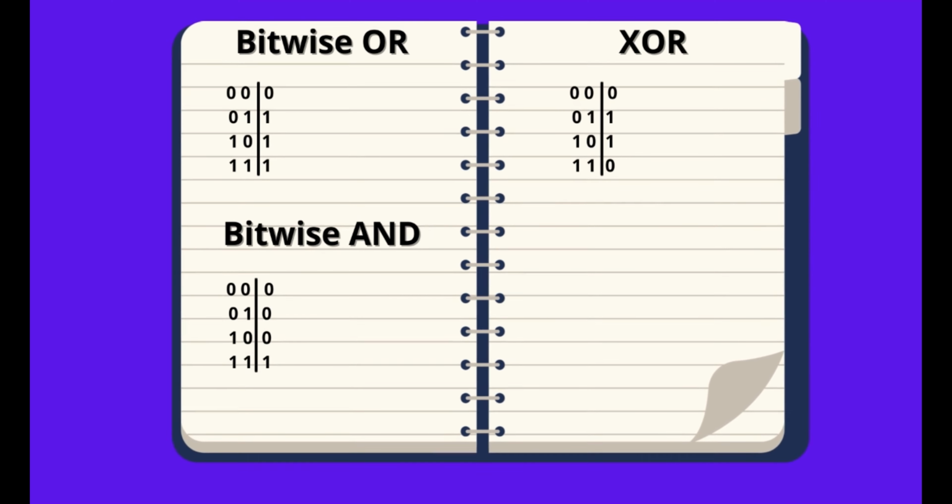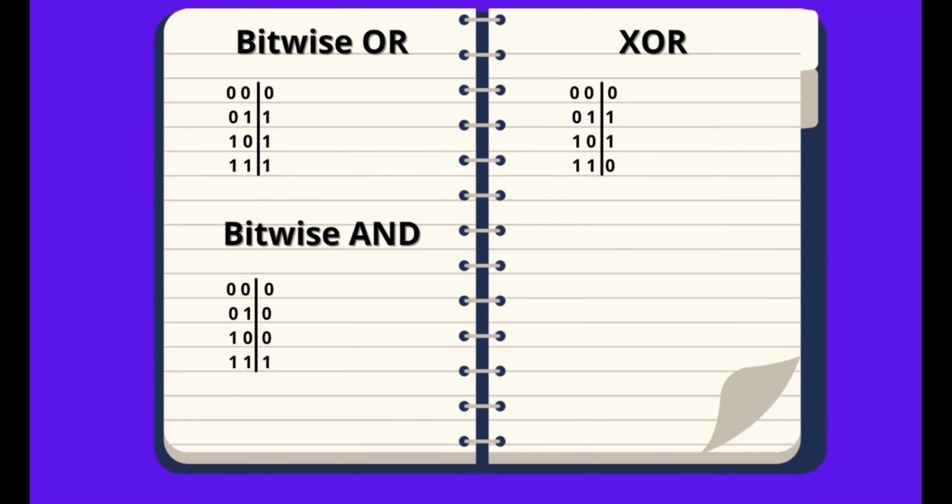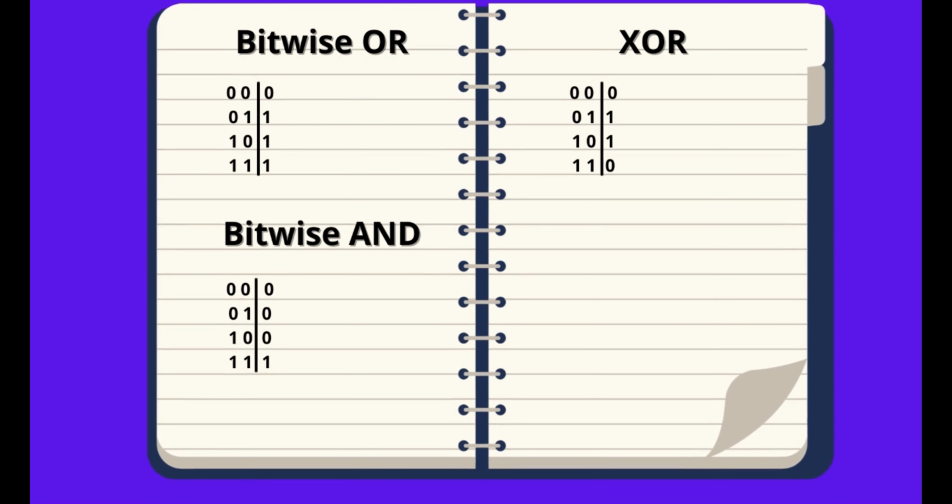Now let's see bitwise operators. Bitwise operators basically work on the bits of the number. First is bitwise OR. In bitwise OR, if one of the bits is 1, then the answer is 1.